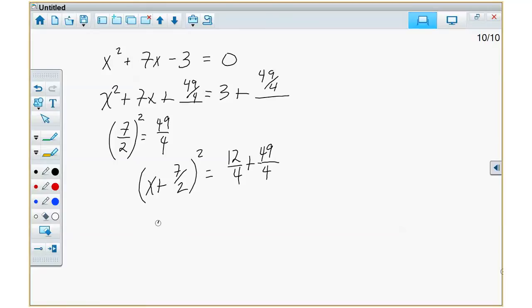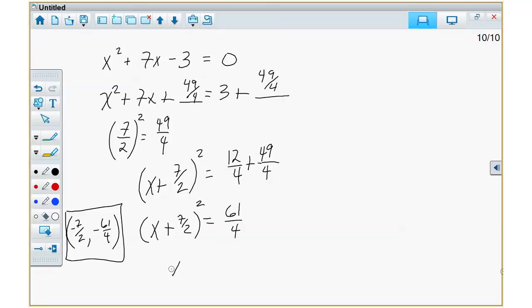So x plus, the vertex is, we'll do it down here. x plus 7 halves, quantity squared is equal to what? I say 61 over 4? Yeah. So our vertex is negative 7 halves, negative 61 fourths. And you can write it f of x. I've already written that enough. You can figure that out. Here's your vertex.